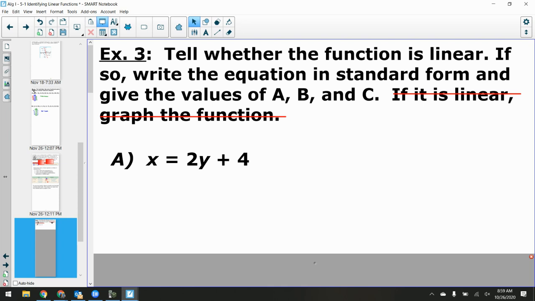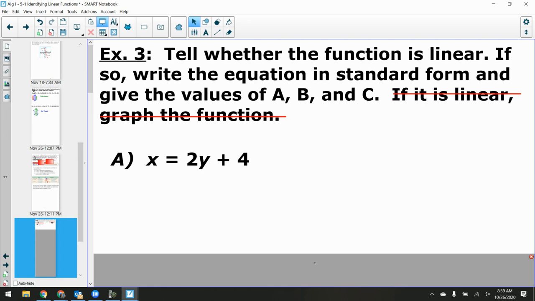Notice that I crossed out "if it is linear, graph." The reason I'm making emphasis of that is because, does it say that on your guide notes? Yeah, it doesn't even say that anymore. I took that out. But everybody, eyes up here real quick. There's like a whole set of them where it tells you to graph.